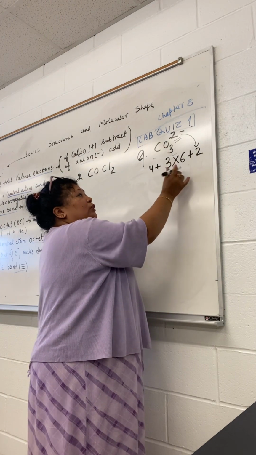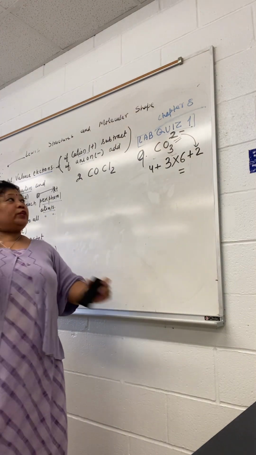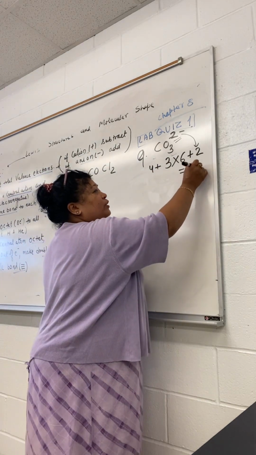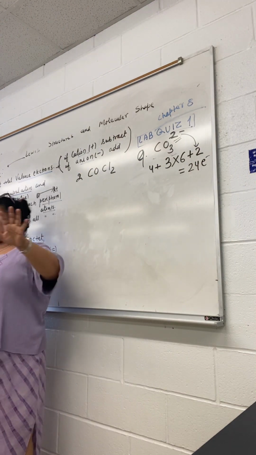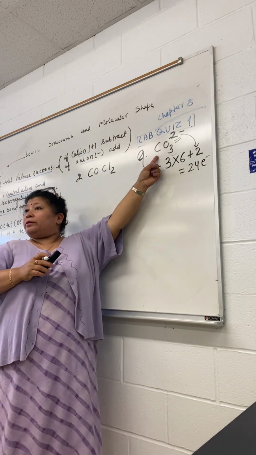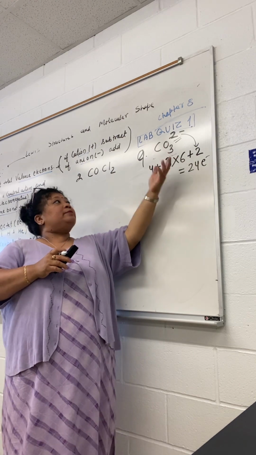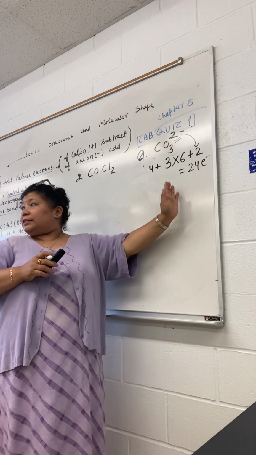So total how much now? Somebody told me 22. You forgot to add this 2. That's why, right? So again we have 24 valence electrons. Everybody good? 4 for carbon, plus oxygen 6 times 3 because there are 3 of them. So this is your total valence electron count.